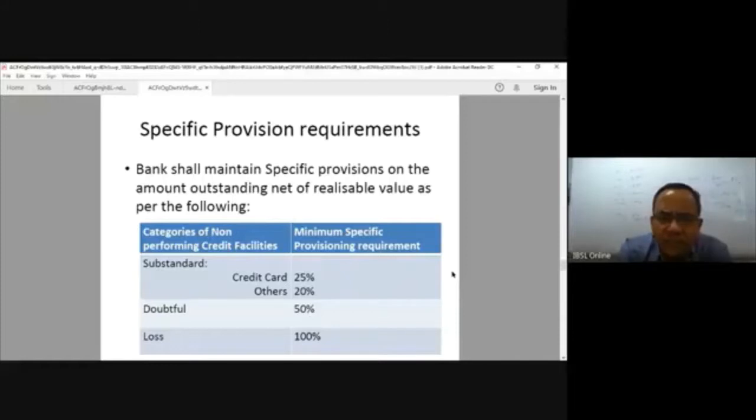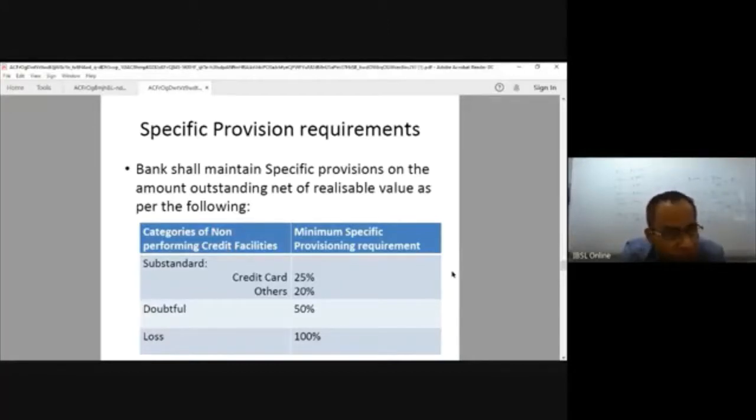So the specific provision requirements of the central bank are: you don't provide when it is SMA, but if it is substandard, for credit card, you will have to provide 25% of the outstanding, right? 25%. Others, 20%.